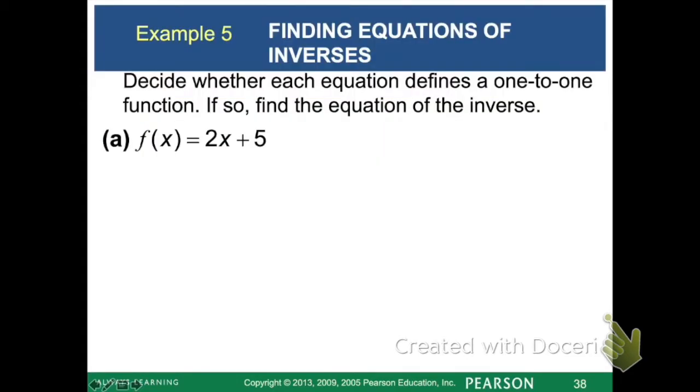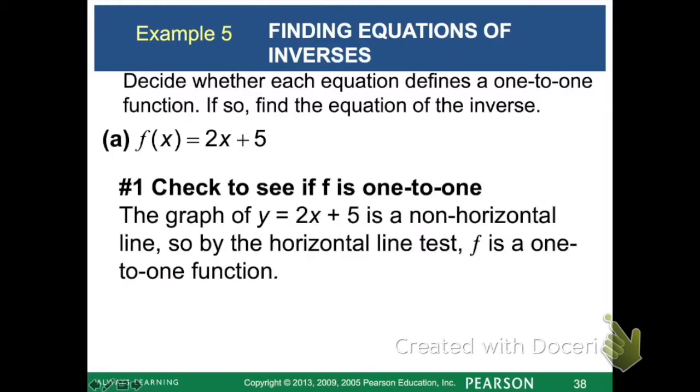Example 5, determine whether the equation defines a one-to-one function. If so, find the equation of the inverse. So for part A, I have a linear function, and I need to decide if it's one-to-one. This is a non-horizontal linear function, and since linear functions always increase or decrease, they're definitely going to pass our horizontal line test. So f is a one-to-one function.